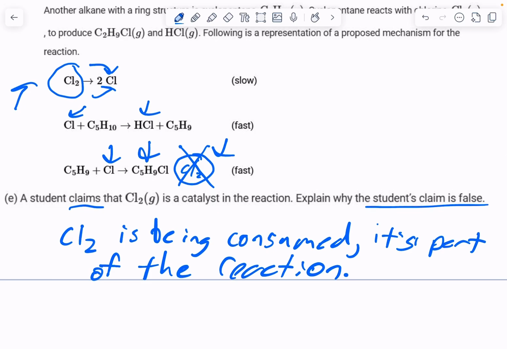So ultimately, this chlorine is part of the reaction. It's being consumed. It's being used to make products. And really, all catalysts do is they're part of the reaction to speed up the reaction by giving it a good pathway. And it should appear as a final product as well. It was there, it helped, but it wasn't part of the reaction. This molecule, chlorine gas, is part of the reaction, so it is not a catalyst. So that is the reason for the student's claim to be false.